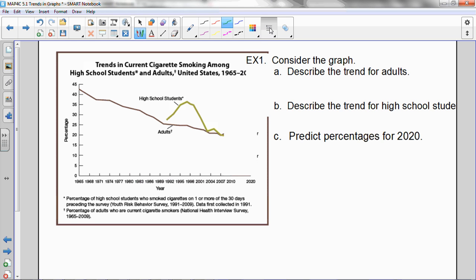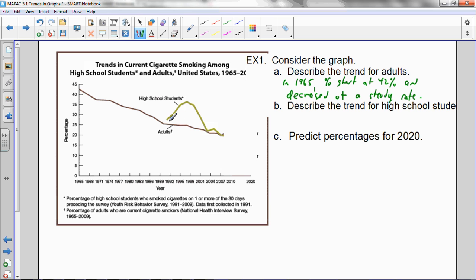So if I wanted to describe it, I'd say, you know, in 1965, it starts at maybe 42%. This is the percent of people who smoke. Start at 42% and decreases as it's going down at a fairly steady rate. Fairly constant rate.